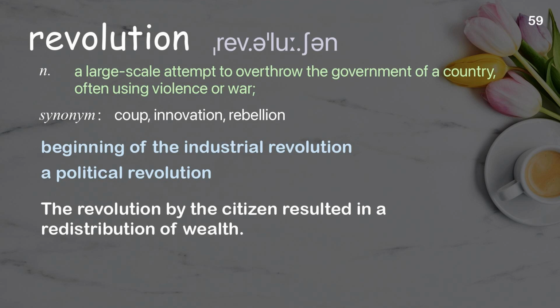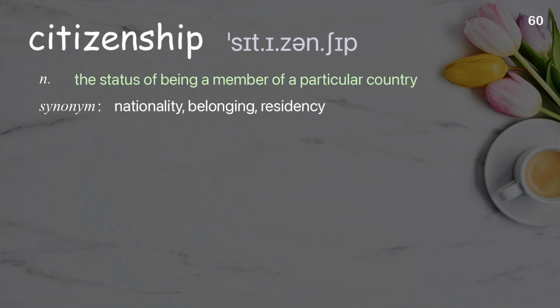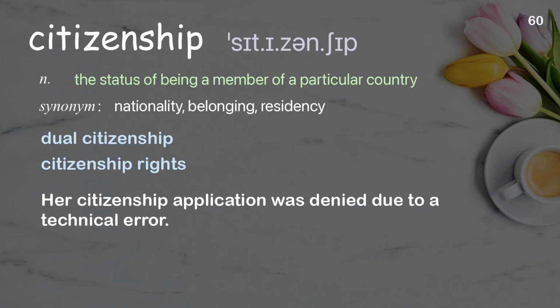Citizenship. The status of being a member of a particular country. Examples: Dual citizenship. Citizenship rights. Her citizenship application was denied due to a technical error.